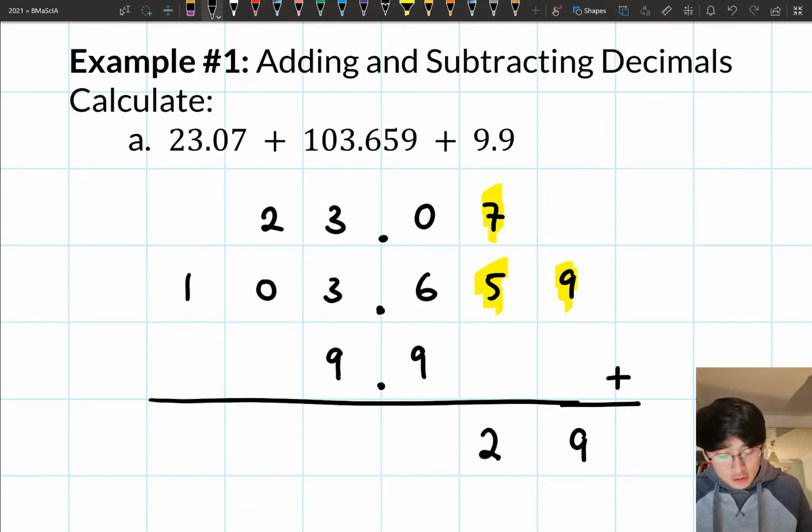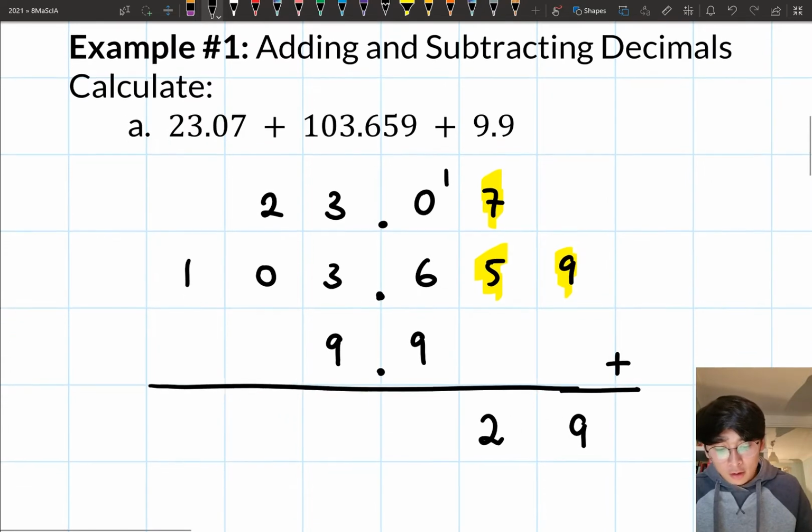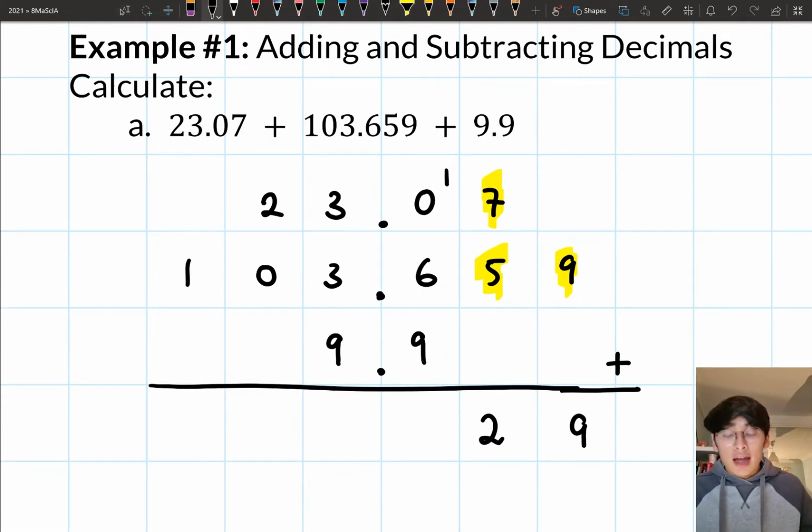So I'm just going to write a 2 here, and I'm going to carry the 10 over into the next decimal point. So I'm going to write 1 here just to remind me that I've carried over. Okay, now that I've done that, I'm going to add all of these. So 1 plus 6 plus 9. Now 1 plus 6 will give me 7, plus 9 will give me 16.